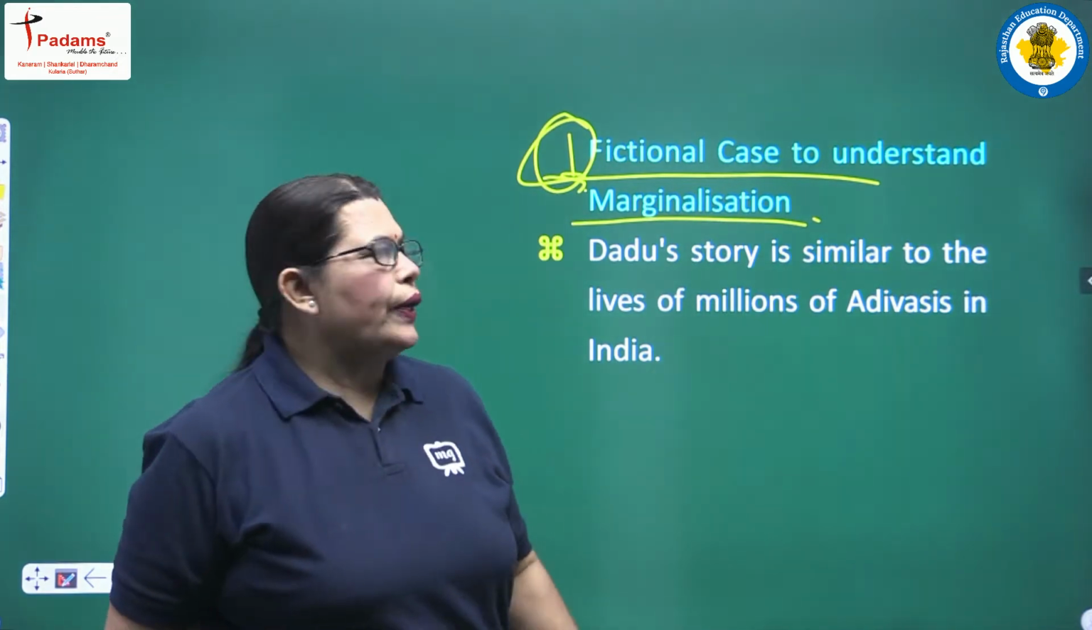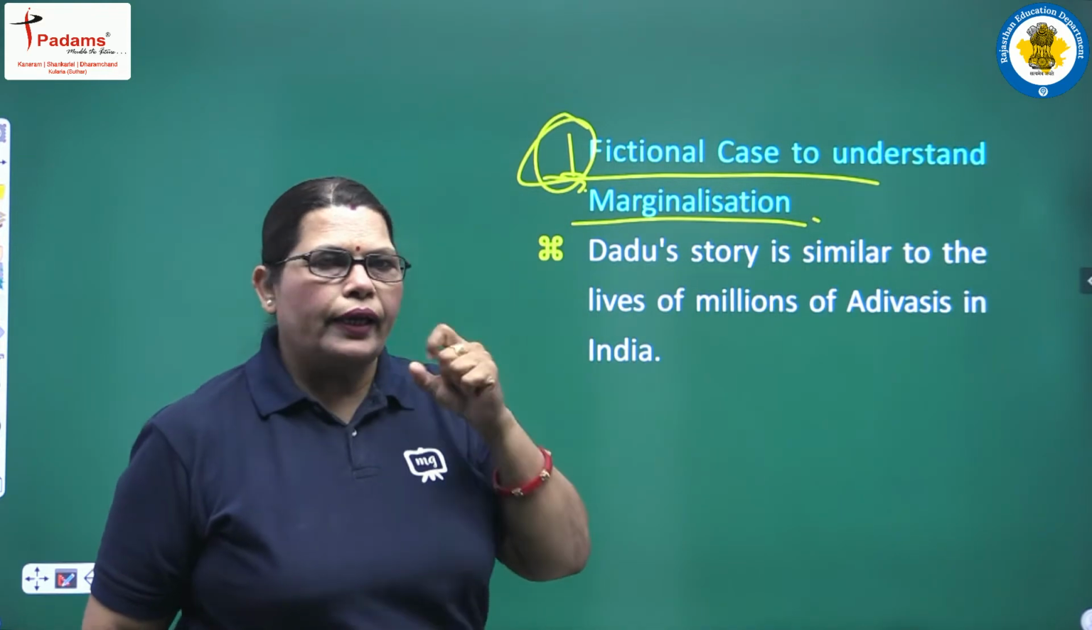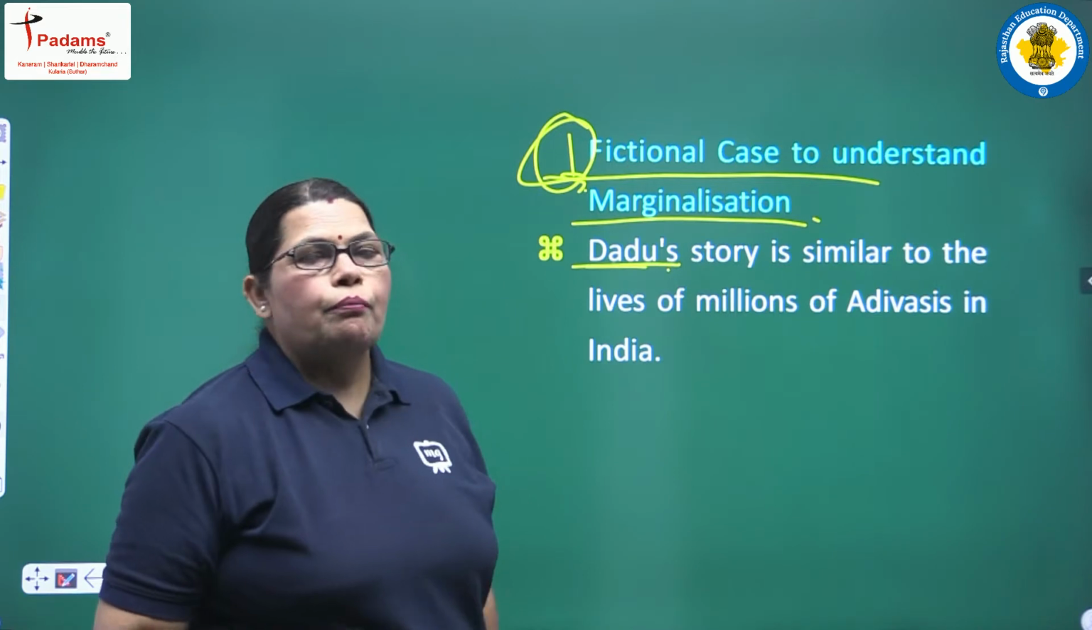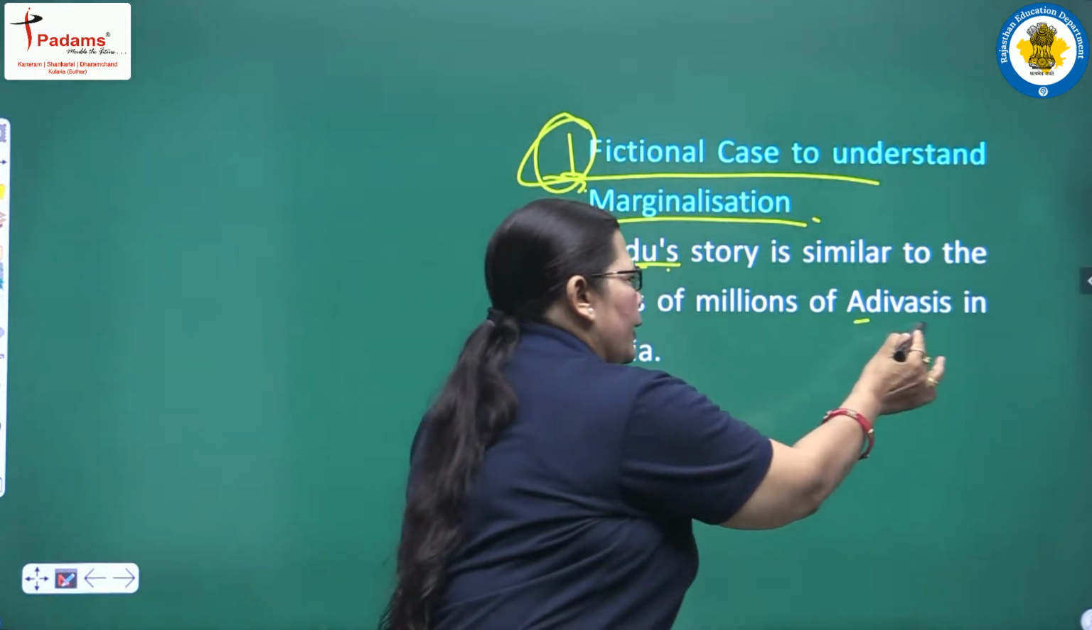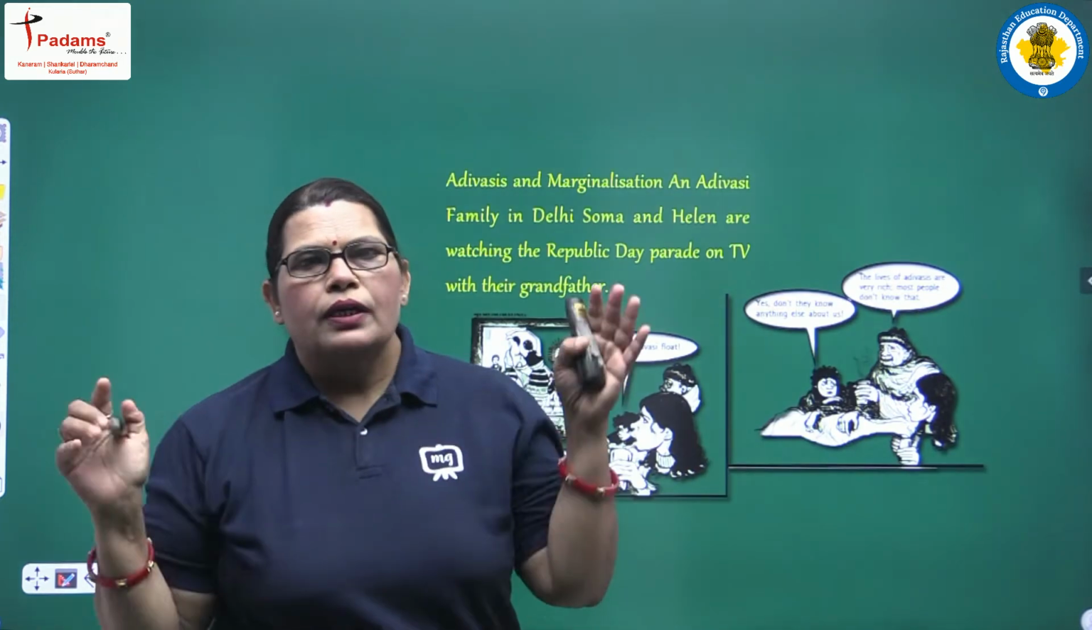Fictional case to understand marginalization. Yes, we are taking a story here. See, Dadu's story is similar to the lives of the millions of Adivasis in India. First we will consider the story, then we will sum up this one.